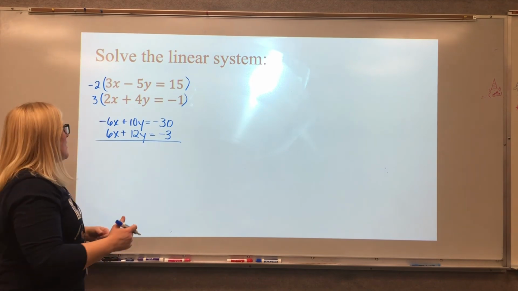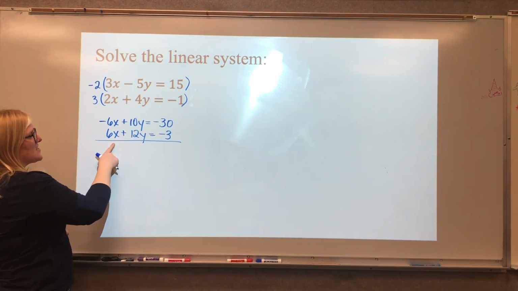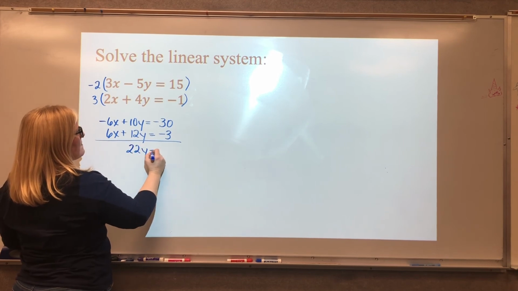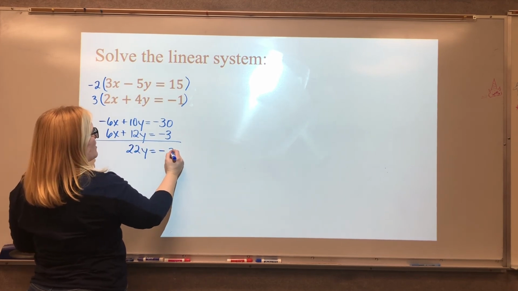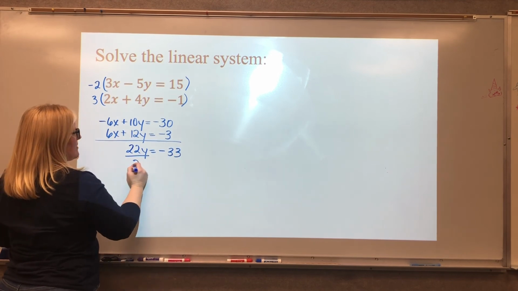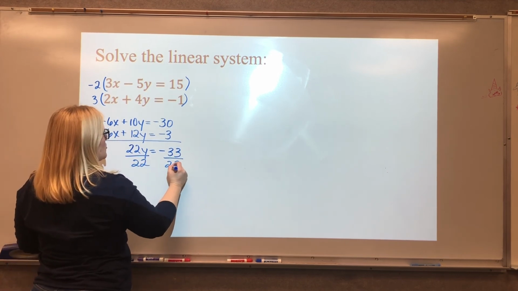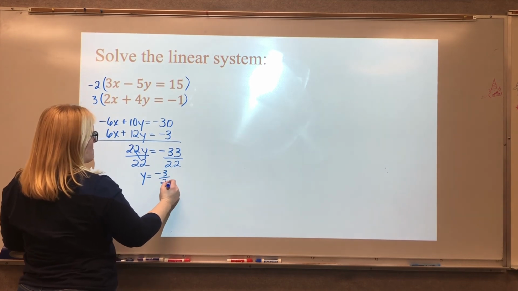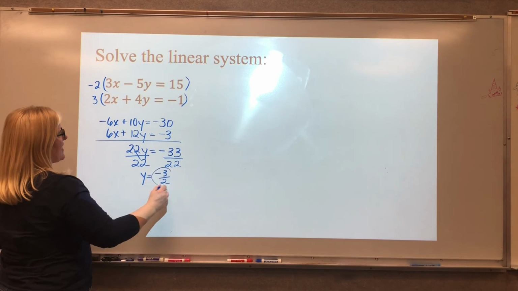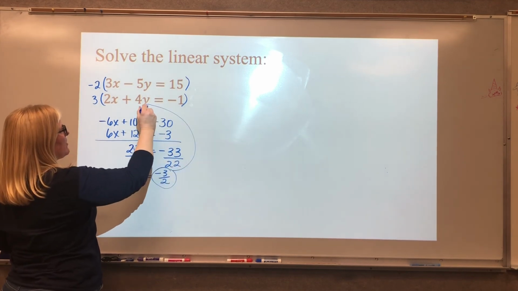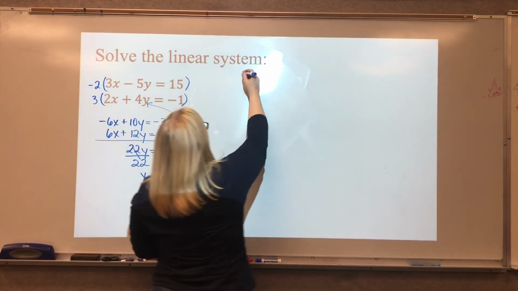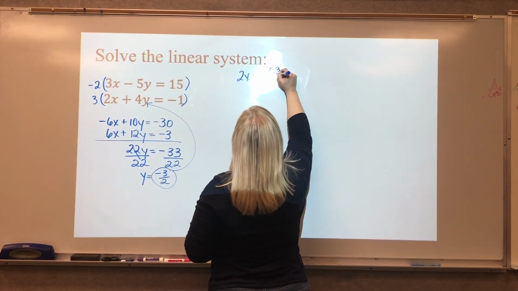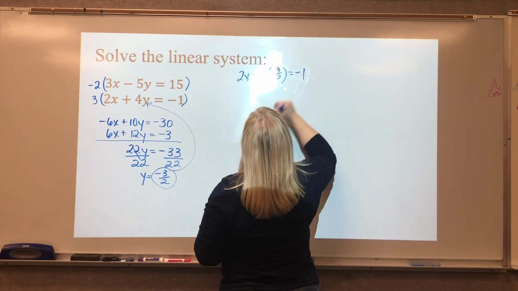As long as I'm doing the same thing on one side that I'm doing on the other side, I'm in good shape. All right, so now hopefully you see that the x's are eliminated. This gives me 22y equals negative 33. Divide by 22. And this is actually going to give me negative 3/2. And when I plug this back in, I'm going to plug it into here, and I get 2x plus 4 times negative 3/2 equals negative 1.